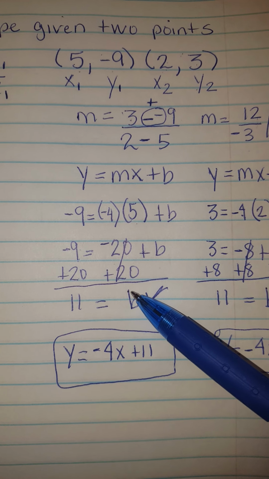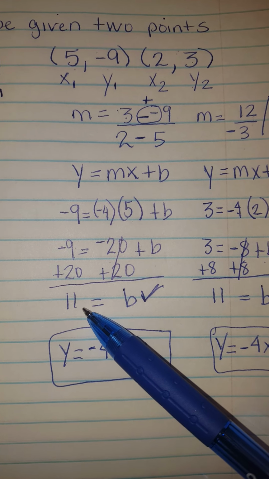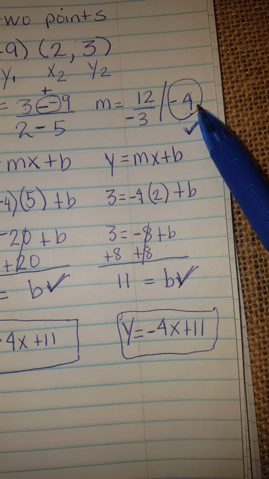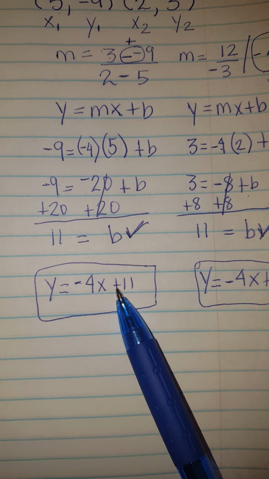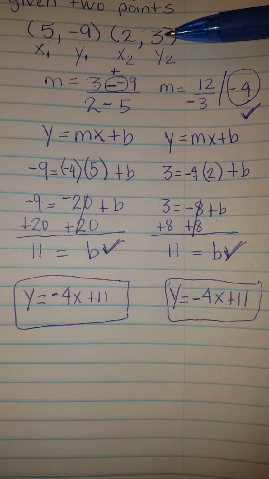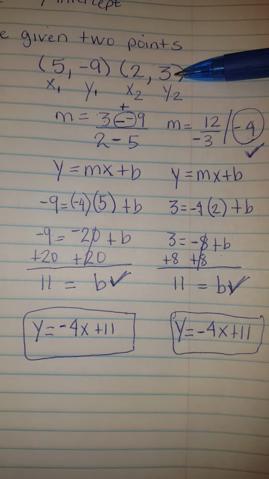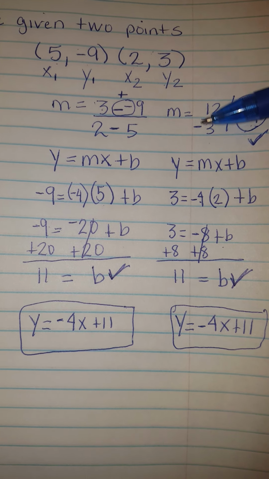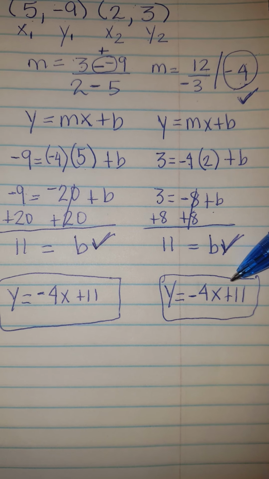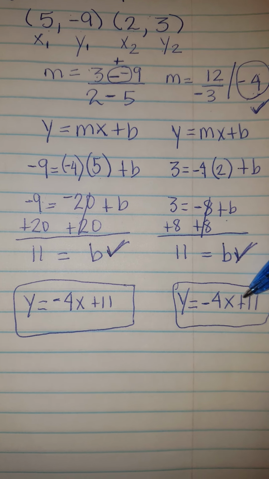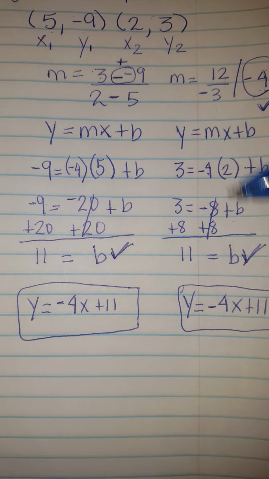That gave me b is equal to 11. Once I know my y-intercept and I know my slope, I have my equation. And I also wanted to do the second part just to show you that if you chose the second point, you would get the same exact answer. So let's try one from scratch and see what happens.